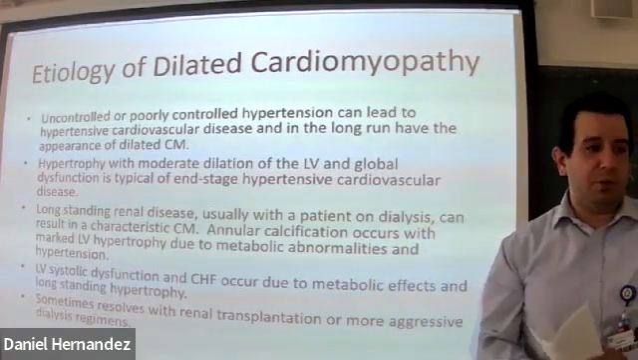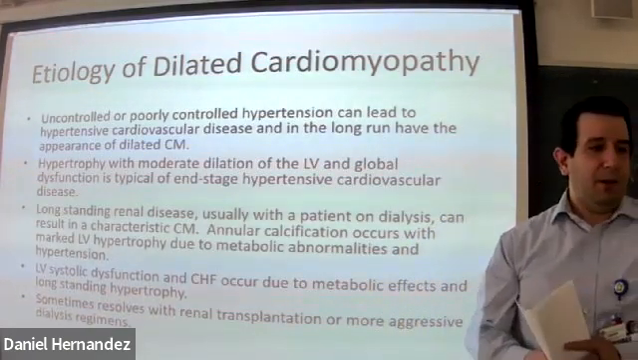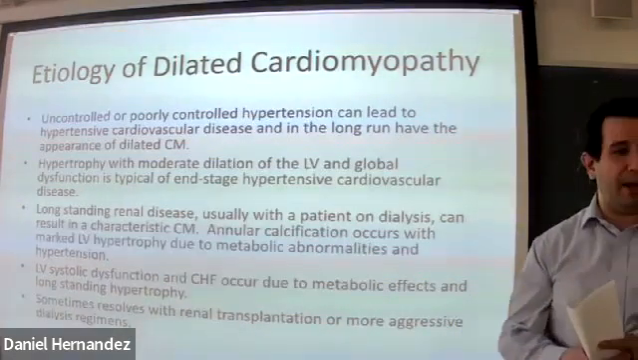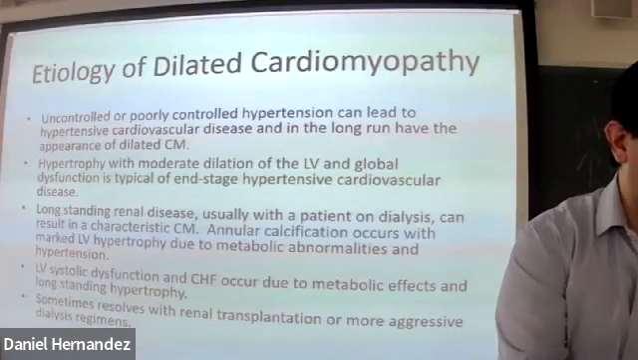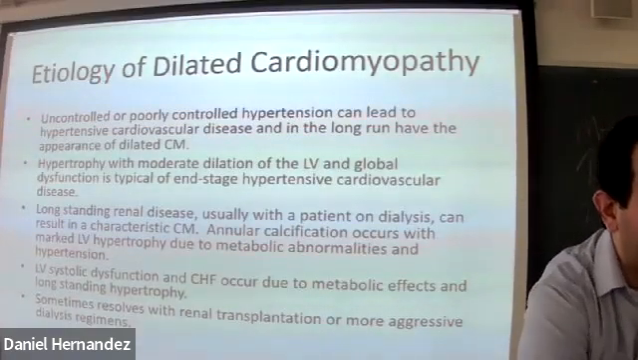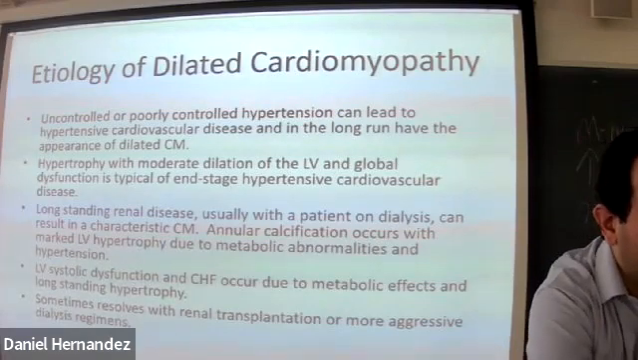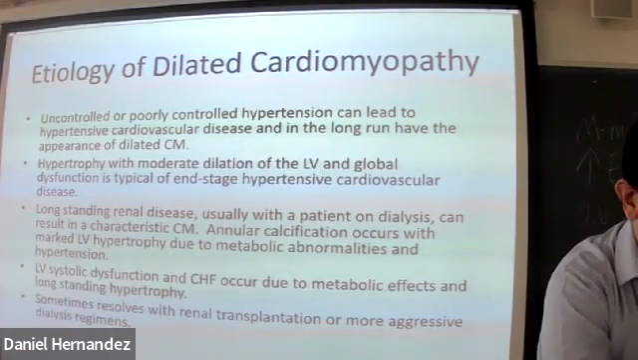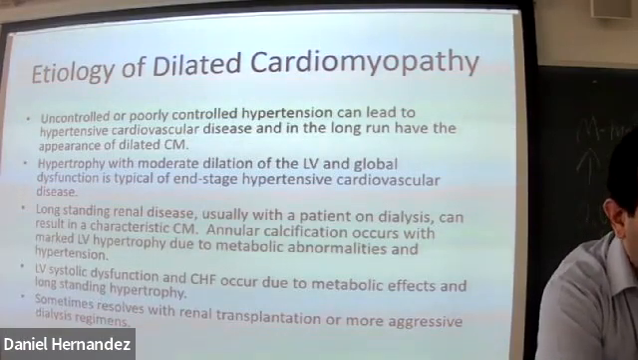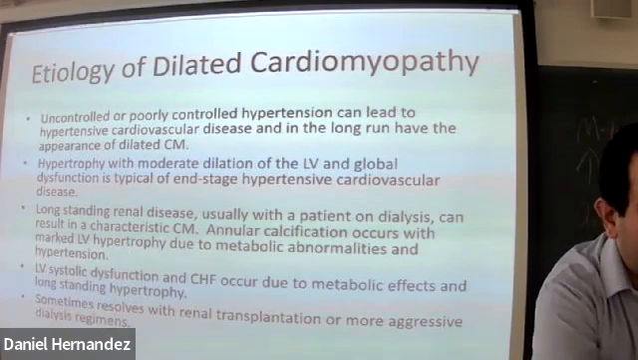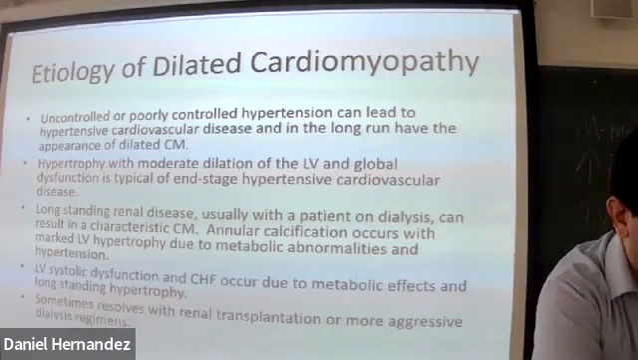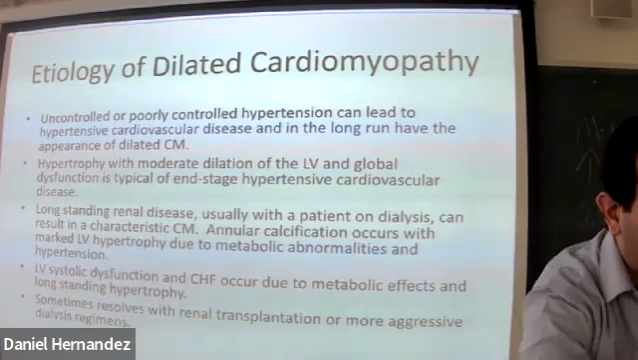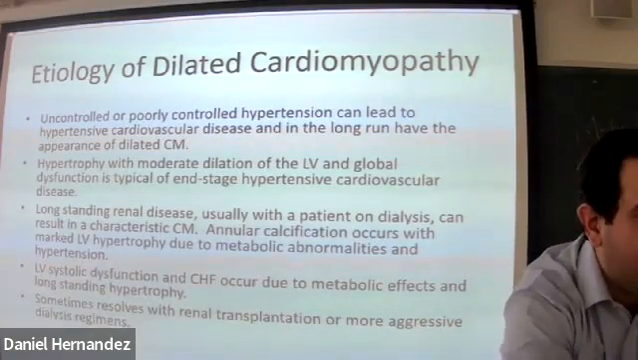Patients that have uncontrolled or poorly controlled hypertension can develop hypertensive cardiovascular disease. And in the long run, this can also have an appearance of dilated cardiomyopathy. These patients, again, will typically begin with some sort of hypertrophy of that left ventricle. That'll be followed by moderate dilatation of the left ventricle and global dysfunction. So this is the typical end stage of hypertensive cardiovascular disease.